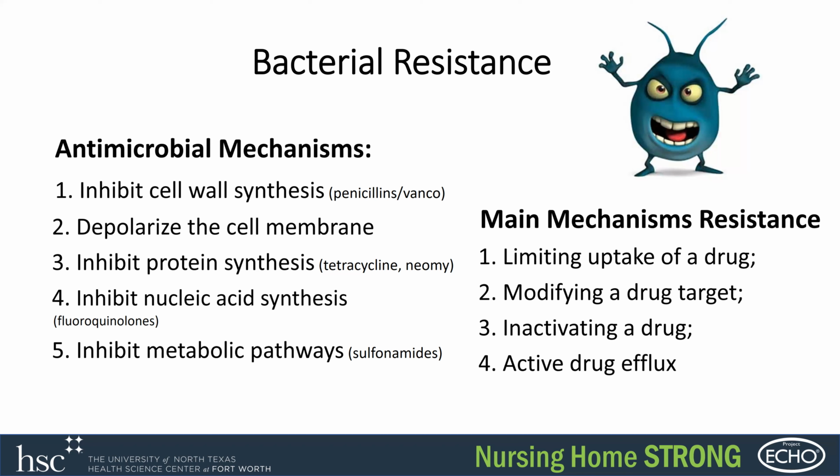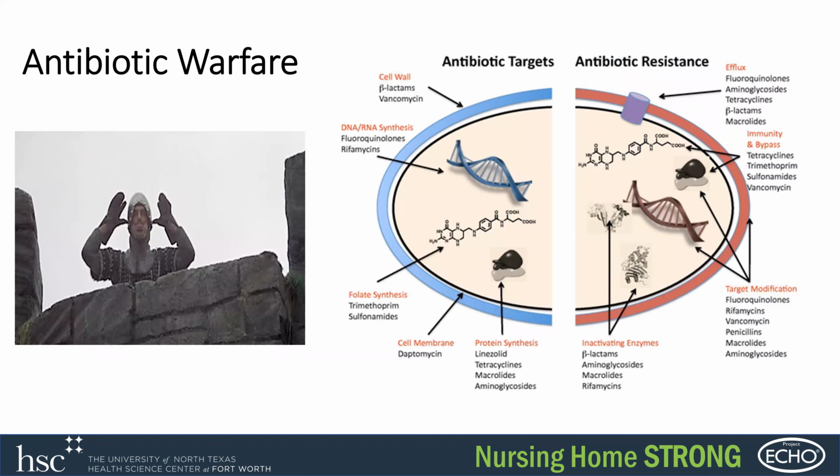Think about the bacteria. They're wanting to multiply. They're wanting to replicate themselves. So they need this RNA DNA process, and we have antibiotics that would target that area. The main mechanisms of resistance, you can go to the next slide. It's kind of to give you a visual of what this looks like in those same areas.